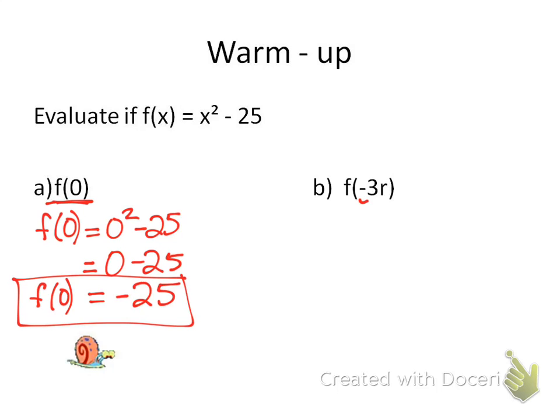Part B is kind of like our warm-up from yesterday. We're evaluating a function, not just at an x value. It's still an x value. It's not a number, though. There's a variable attached to it. We do it the same way, though. We're going to replace every x with negative 3r.